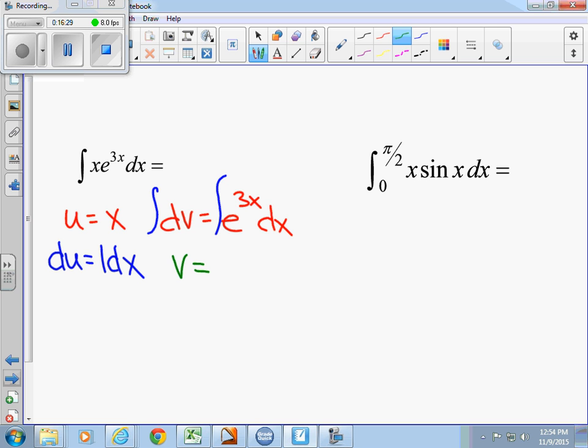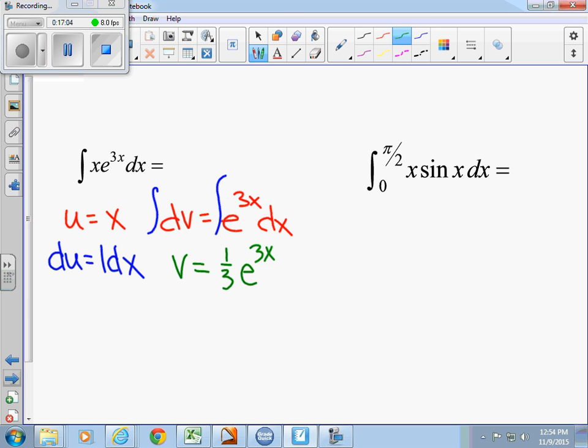It would be 1/3 e to the 3x. Why? U substitution. You have to either do a U substitution or think about doing a U substitution, right? Because what's the derivative of e to the 3x? 3 times e to the 3x. So you have to undo that 3. Now, some of you are getting good enough at integration, because you've been practicing, that you can undo that in your head without doing a U substitution.